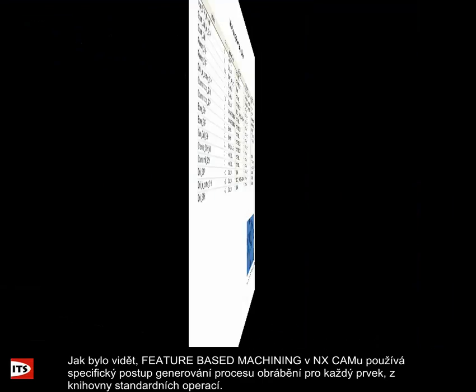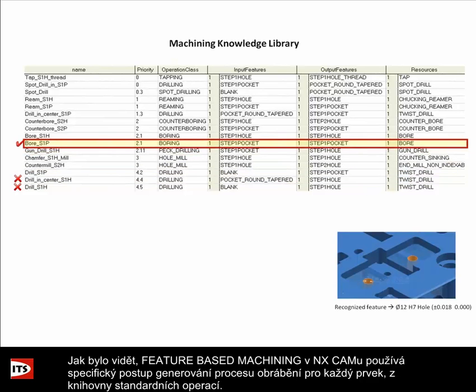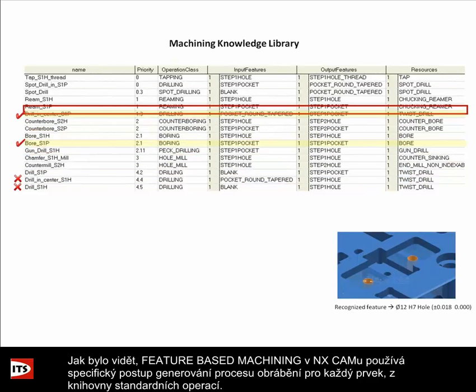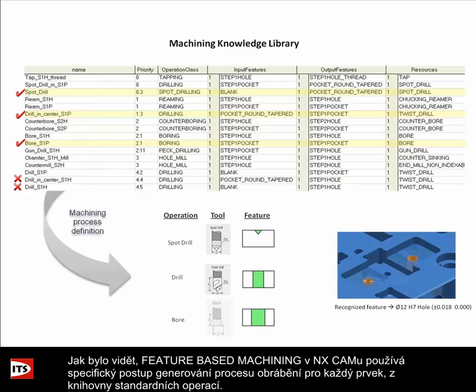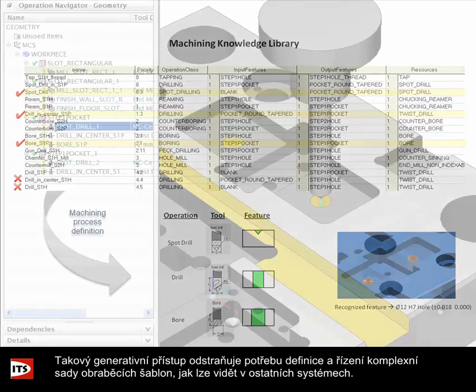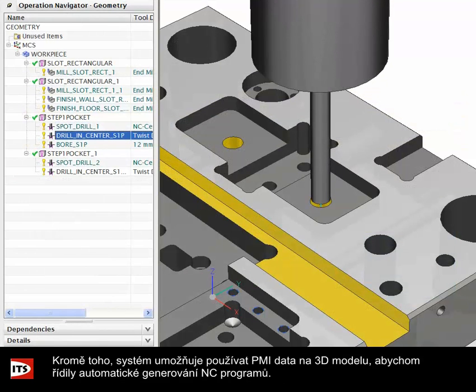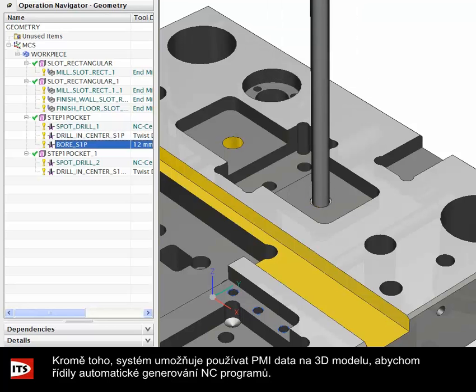As we have seen, the feature-based machining in NX-CAM uses a special approach to generate the machining process for each feature from a library of standard operations. This generative approach avoids the need to build and manage a complex set of machining templates, as seen in many systems. In addition, the system allows us to use PMI 3D model data to drive automated NC programming.